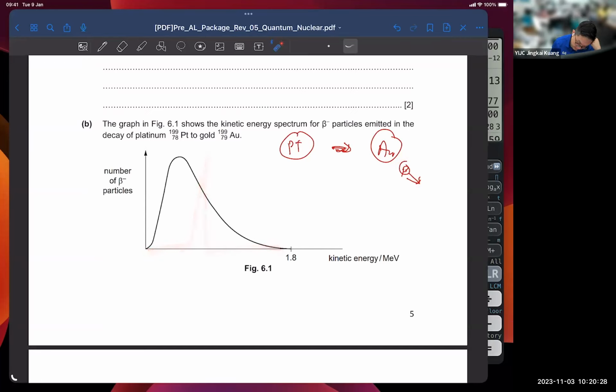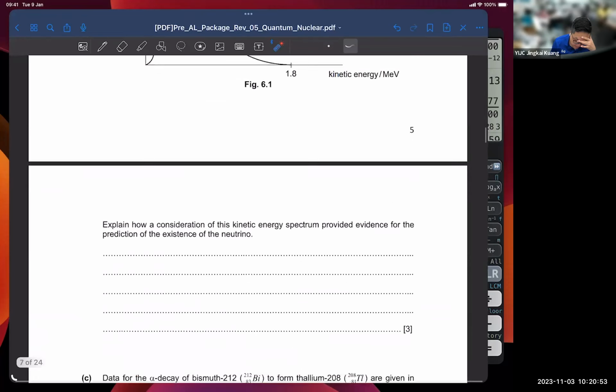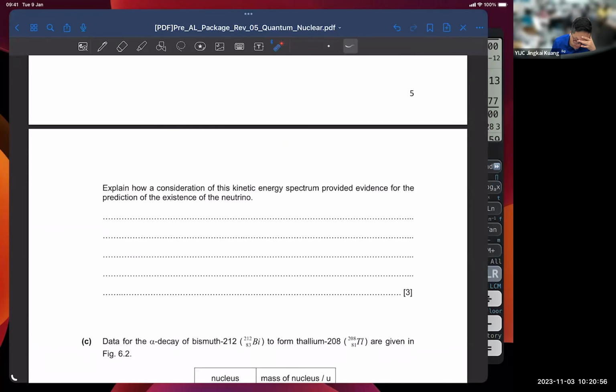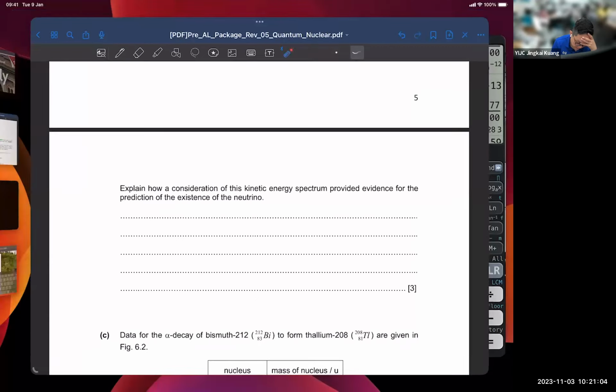But because it has a range of values, that means every beta decay here will release the same amount of energy, which by right should all be carried in your beta particle. That means all of them should have the same amount of energy. But because they're not carrying the same amount, some of the energy is escaping in another way. So the next question they're going to ask is, how does this tell you there's an existence of a neutrino? Let's look at the answer key for this one.